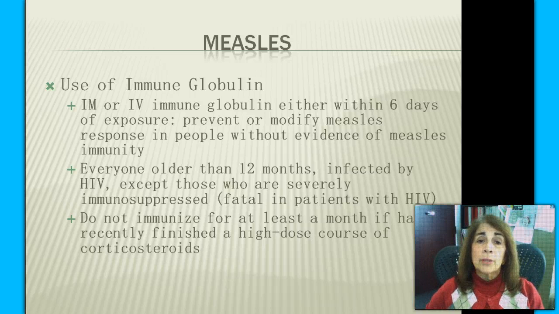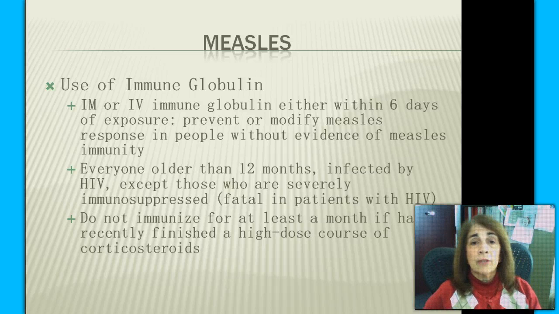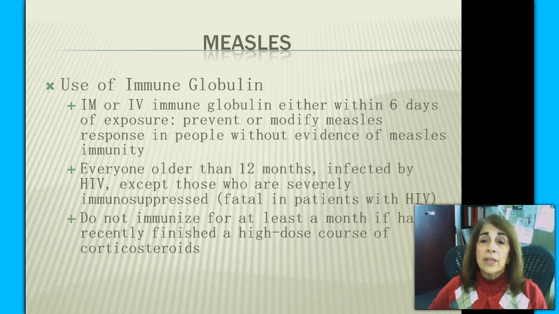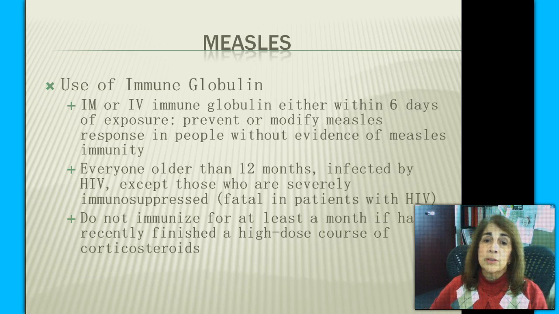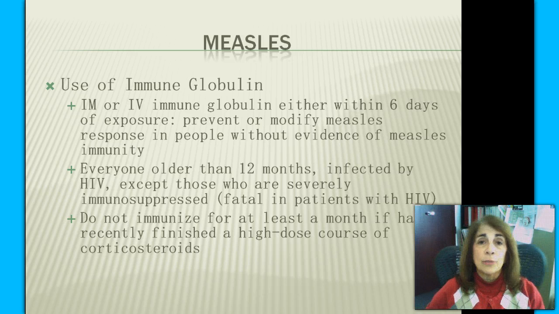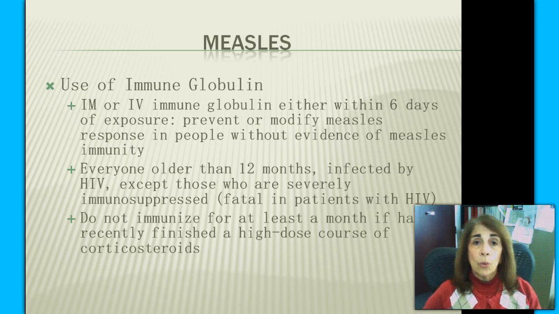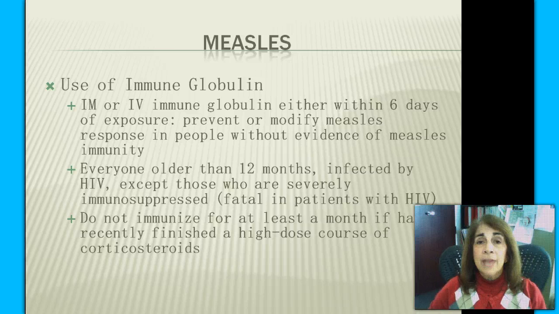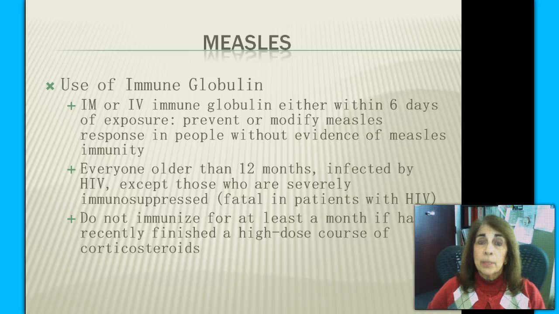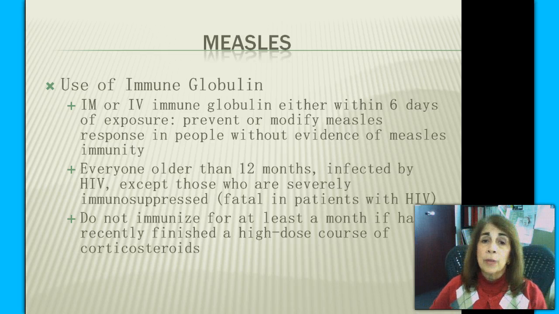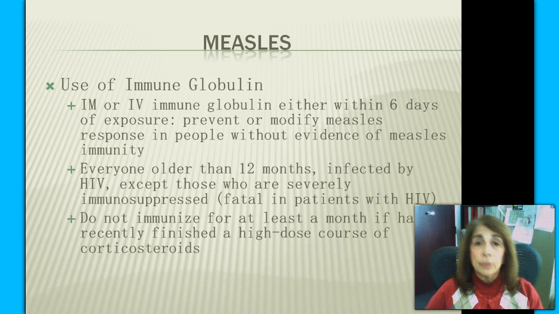The use of immune globulin is recommended either IM or IV to be given within 6 days of exposure. This will help prevent or modify the measles response in people without evidence of measles immunity. So if you are wondering what the immune status is of an individual, you have time to get a blood test, have the results come back, and administer the immune globulin if they do not show evidence of immunity.